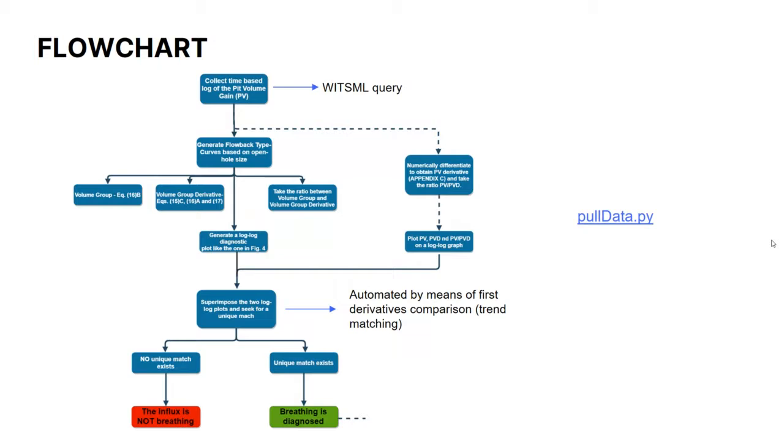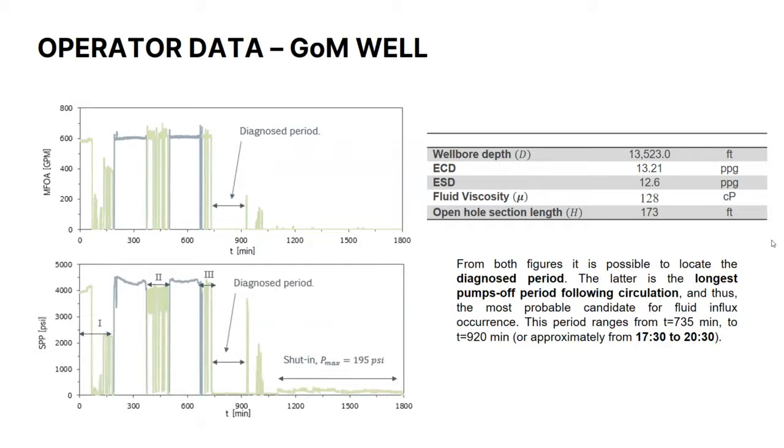And this is basically a case, and I'll show you how it looks, not in the native system, but by just overlapping the curves. This was a Gulf of Mexico well. They noticed something suspicious with the pit volume. And this was the longest stop of circulation. So we decided to analyze this situation where you can see the flow out is basically zero as well as the flow in.